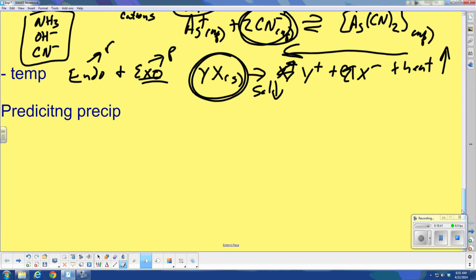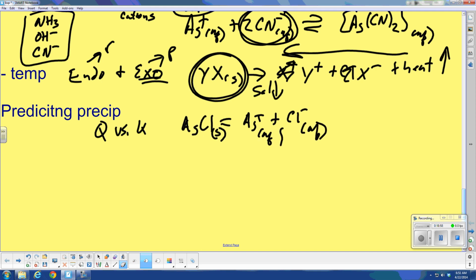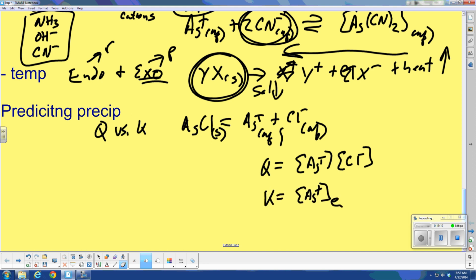Finally, let's talk about predicting precipitation. This is pretty simple. We're going to use Q, and we're going to compare it to what? K, right? So here, let's go back with my silver chloride, and here's my solid. So it's AgCl solid in equilibrium with Ag+ aqueous and Cl minus aqueous, right? So my Q would be what? Concentration of my silver times the concentration of my chloride, whatever they are. My K would be concentration of my silver at equilibrium and concentration of my chloride at equilibrium, right?